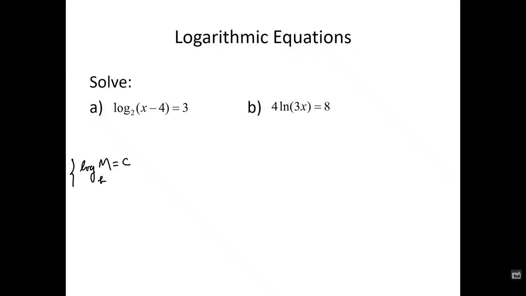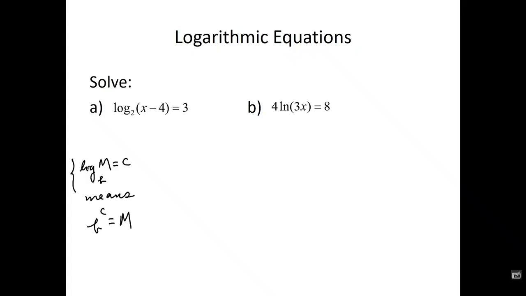And once we do that, we can then use the definition of the logarithm to rewrite the logarithmic equation in exponential form. In other words, we know that the log of m to the base b is equal to c is equivalent to b to the c is equal to m. And then once we get the equation in this form, we solve for the indicated variable. And the last step you might want to do is just check your result. All right, so let's solve.